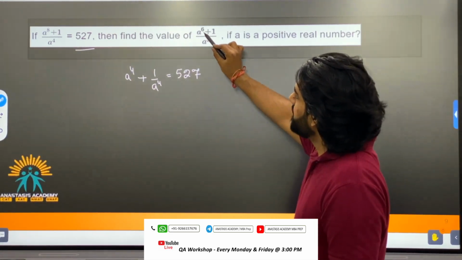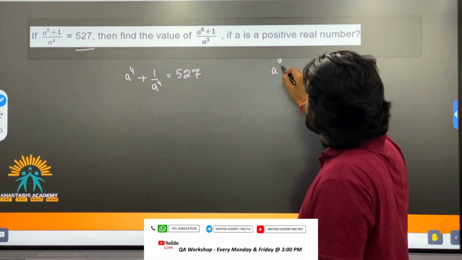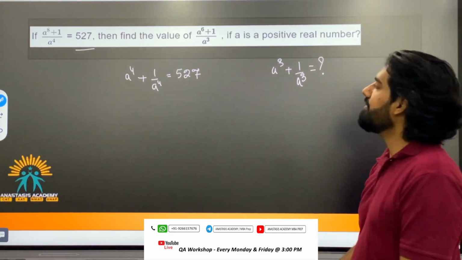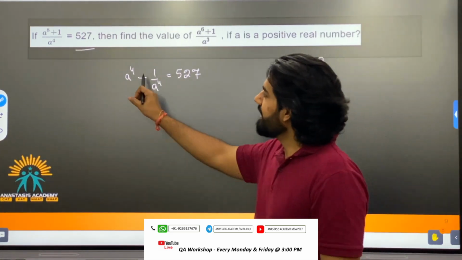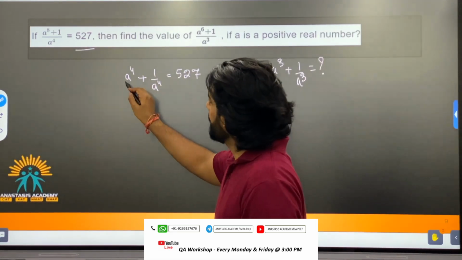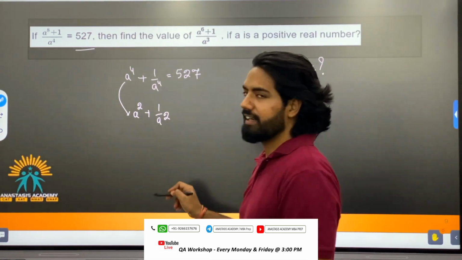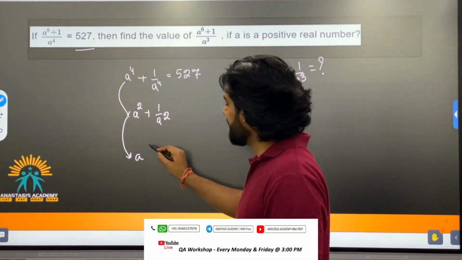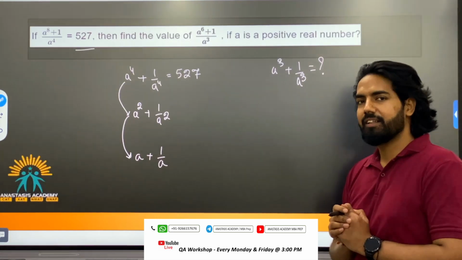This is nothing but, when I divide these two terms by a raised to the power 3, I will get a raised to the power 3 plus 1 upon a raised to the power 3. I have to find the value of this expression. Now, if I know the value of a raised to the power 4 plus 1 upon a raised to the power 4, I can go to this value first, a square plus 1 upon a square, right? And from here, I can go to the value of this expression, a plus 1 upon a, right?